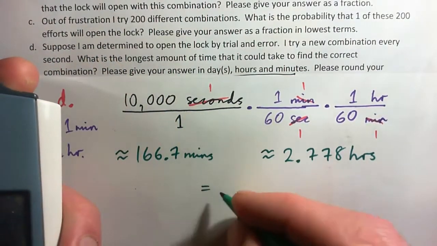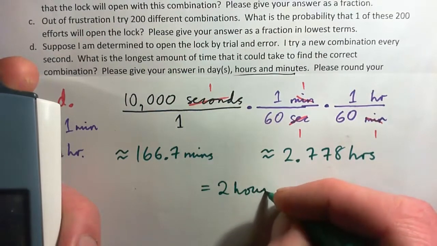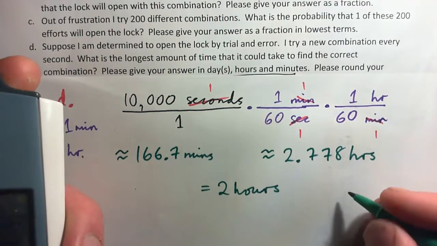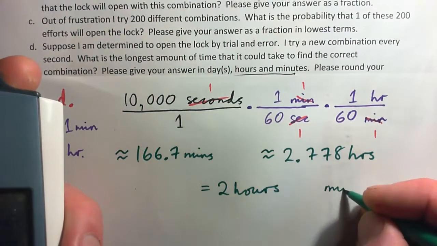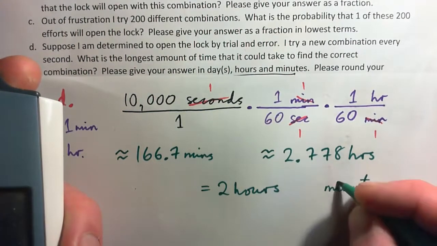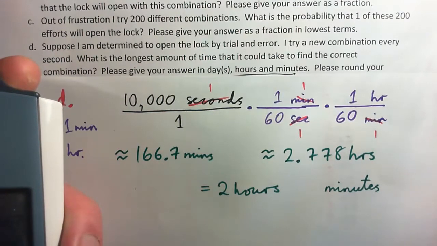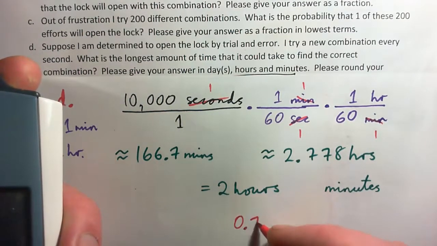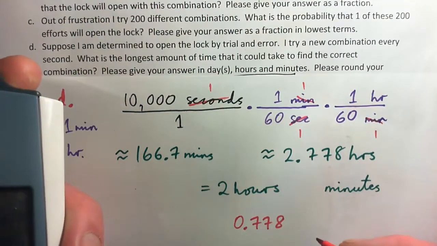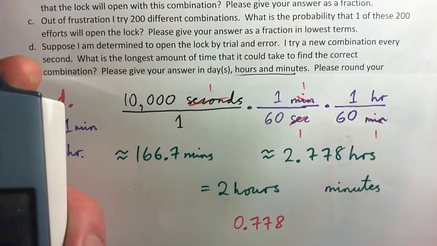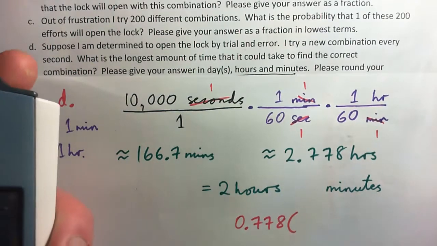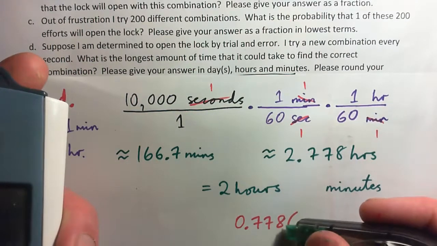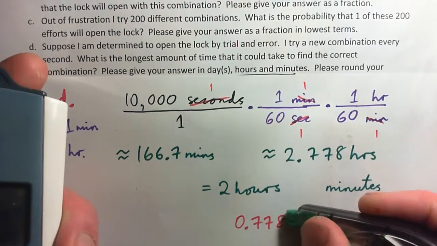But I would like to give that as hours and minutes. So that's actually 2 hours and how many minutes? Right, that's what I'm trying to figure out. So what I'm going to take is the 0.778 portion of an hour, the 0.778 part of an hour, and times that by 60 minutes. In fact, I'll use my unit analysis to show you how that works. It's almost going back again.